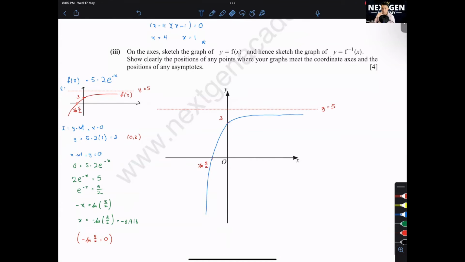Then, what is the meaning of inverse? Inverse is like a reflection, right? Your whole graph is inverted already. So all your x will become y, and all your y will become x. You just need to use the same values. Your x now becomes y, and your y now becomes x value. So we plot here, this will be negative ln 5 over 2, and then here will be 3. So I'm going to draw here like this.